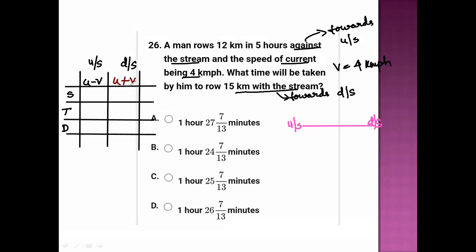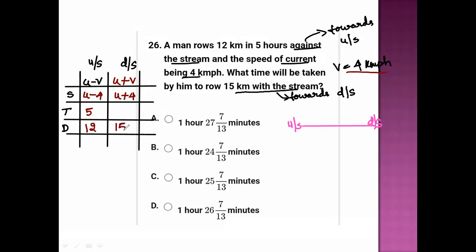Then input the values which he has given. So u minus v: u he has not given, but v has been given, so I can write it as u minus 4, and similarly u plus 4. A man can row 12 kilometer in 5 hours towards the upstream. So I'm writing 12 kilometer towards the upstream, and time taken is 5 hours. The speed of the current is given.